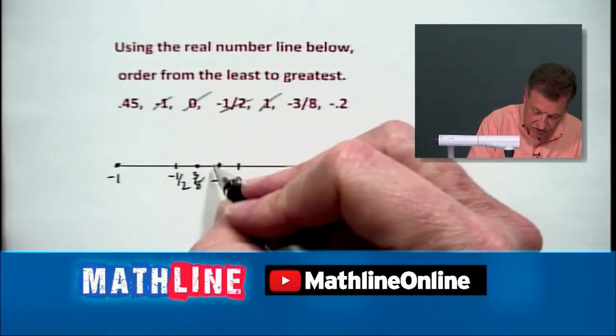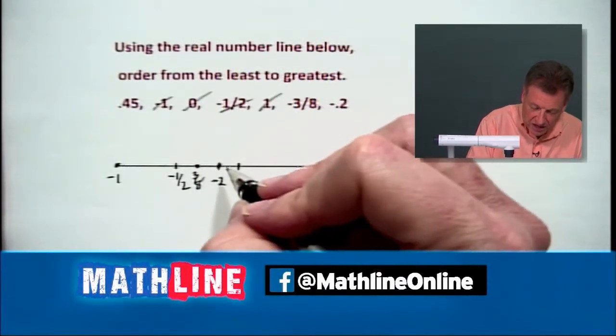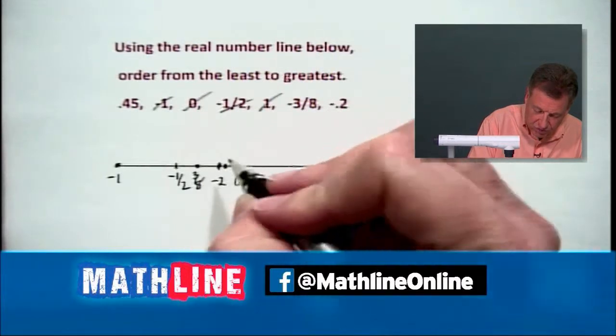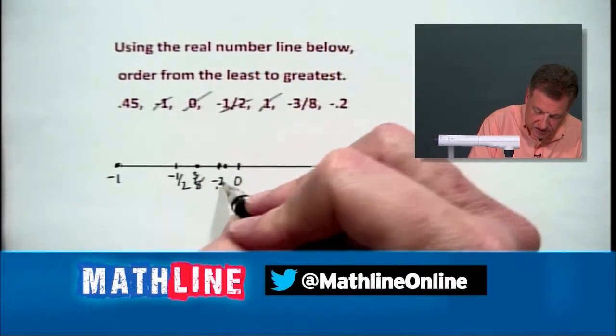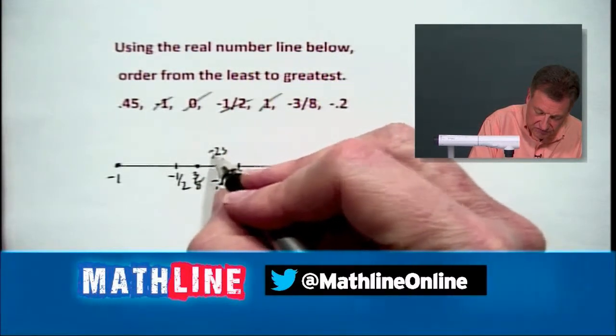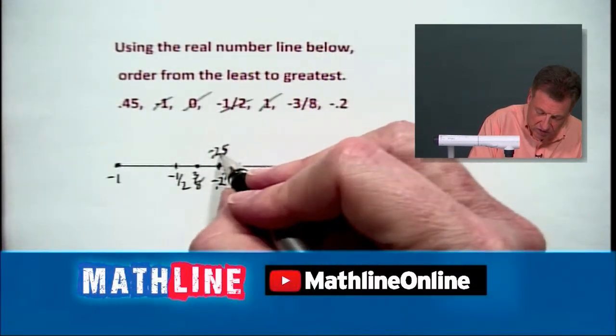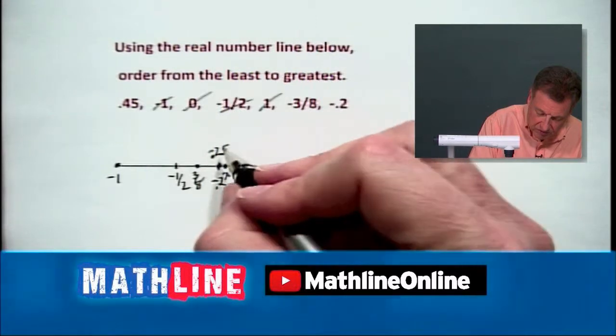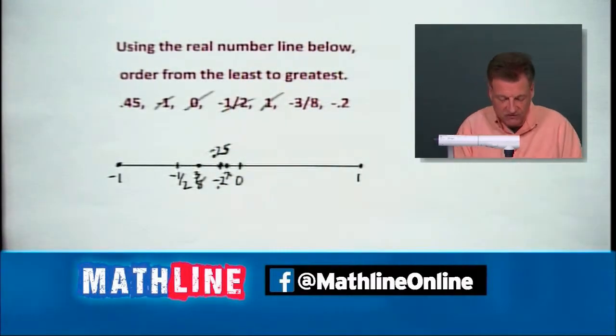And it's very close to 1/4. So it might be a little bit to this way. Let's put our -2/10 right there. And we'll say this is -0.25. But you know what? We really didn't need to know that, did we? Because we were able to figure out there's your benchmark fraction.